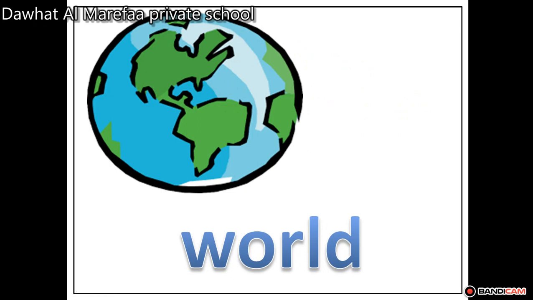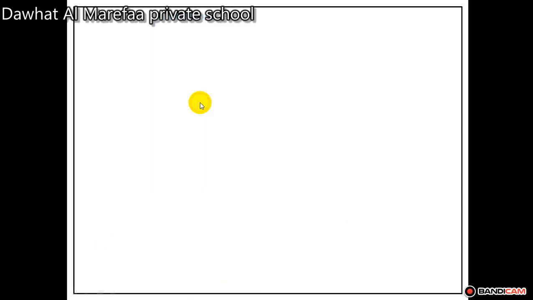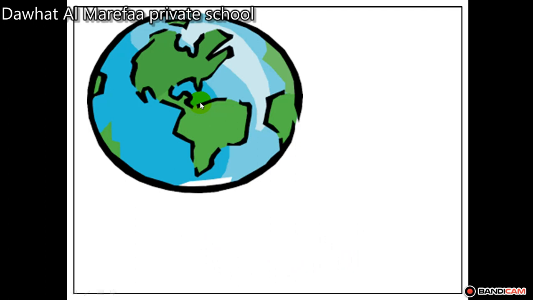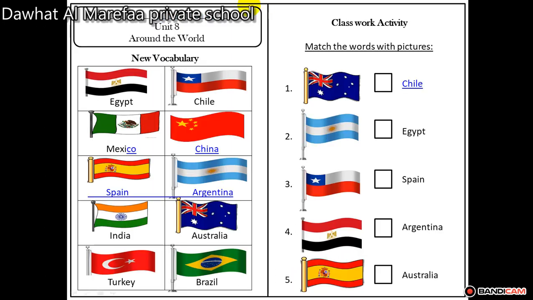So what is this? World. Repeat after me. World. Amazing. Very good. Okay, so right now we are going to take these 10 vocabulary words, and we are going to take 5 words. 1, 2, 3, 4, 5. You are going to take till Spain.